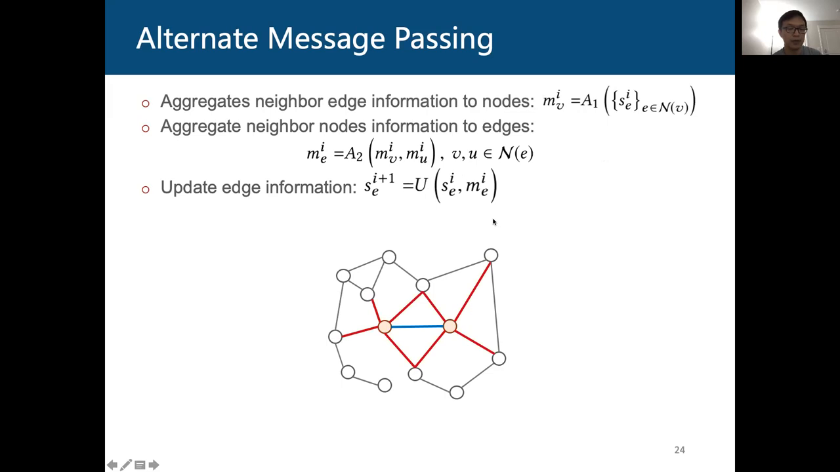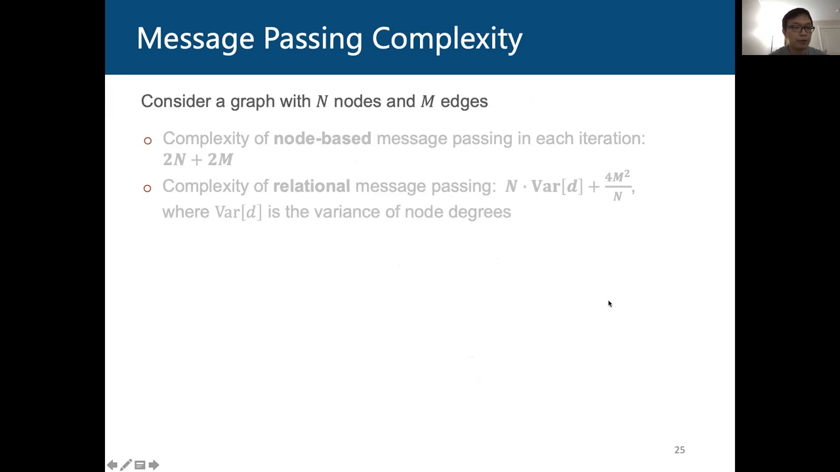Here in this example, you can see that for this blue edge, we first identify all the neighbor edges for this blue edge, which are the red edges here. First, we aggregate the information from these red edges to these two yellow nodes. And then we aggregate the information from these two nodes to this blue edge. And finally, we do this update function here. So you can see that the information flows between edges and nodes alternately, right? So we call this alternate relational message passing. We can prove that the complexity of this alternate message passing is 6m, which greatly reduces the time overhead, and it achieves the same order of complexity as node-based message passing.